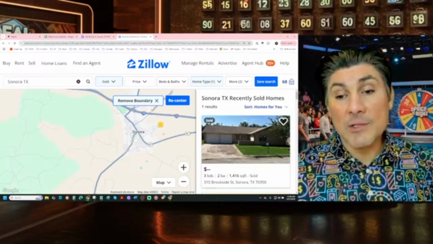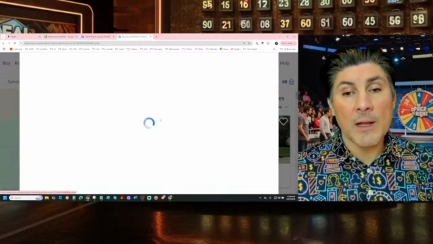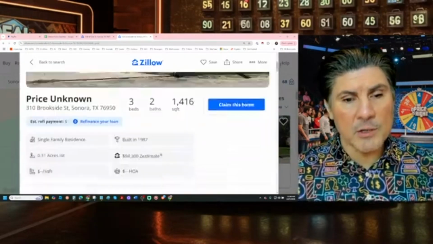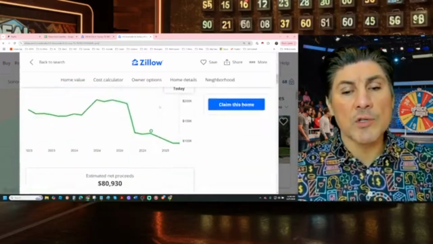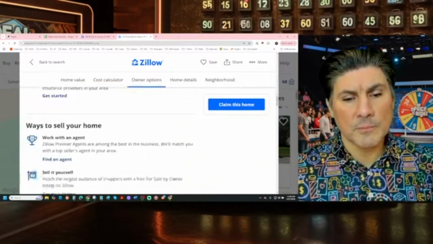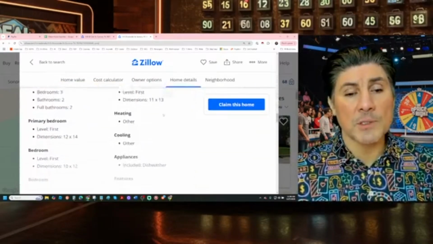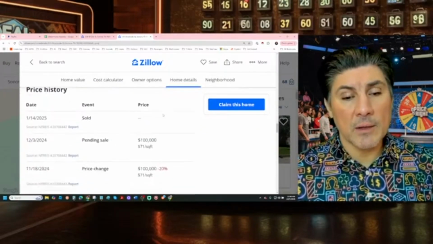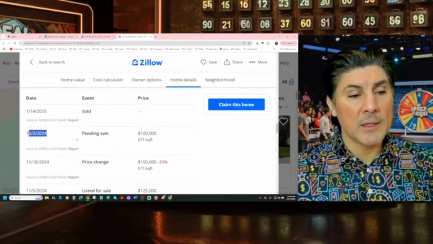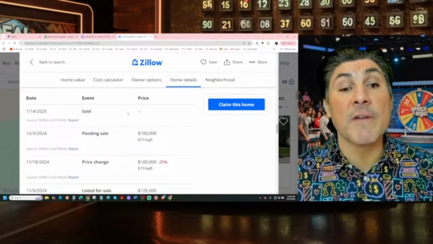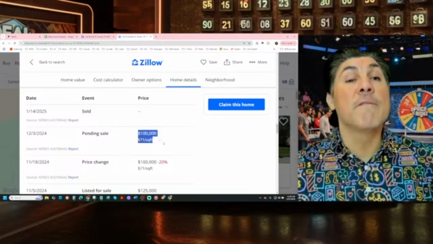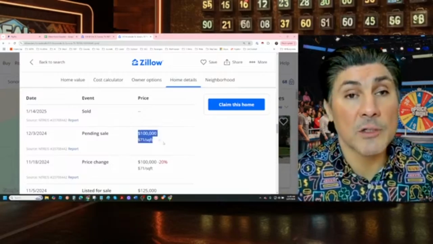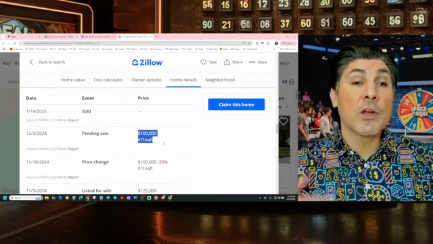So in this case, we've got a property that just sold. Now, we don't know the price of the property because it's non-disclosure, but what we're going to do is scroll down, and I'm going to show you the options that you have. You can look at the pending, okay? So we know that it went pending in December for $100,000. There's a very good chance that it probably sold very, very close to that $100,000. Not always, not guaranteed. So what are your next options?